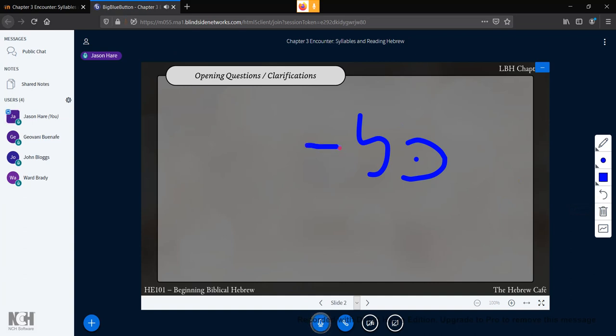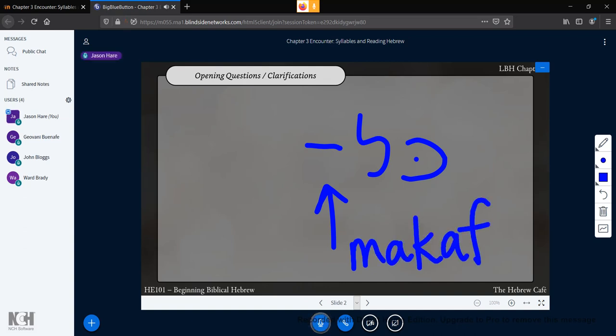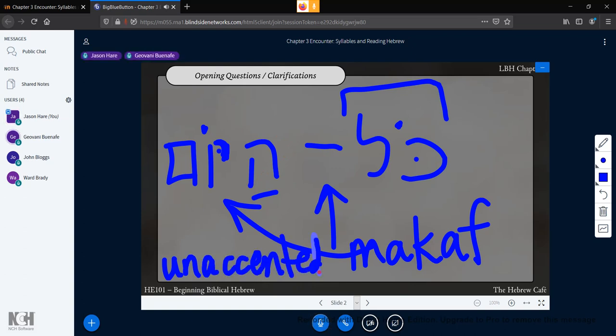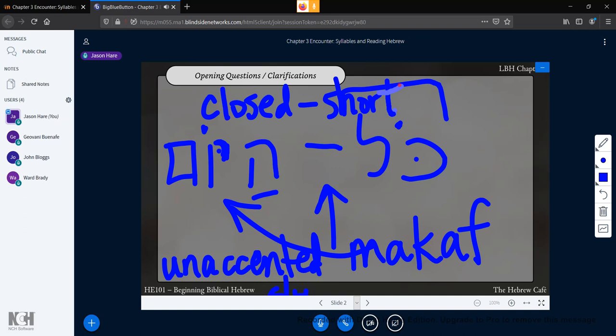So once we attach it to another word with makaf, this is makaf, like hayom, the day, with a dagesh in the yod, kol hayom, this is closed and it's unaccented because the accent is shifted there. So it can't have cholam. Do you understand why? It's unaccented and it's closed. Closed means short. So cholam doesn't stand. Instead, it's kamatz. Kol. Kol ha'am.